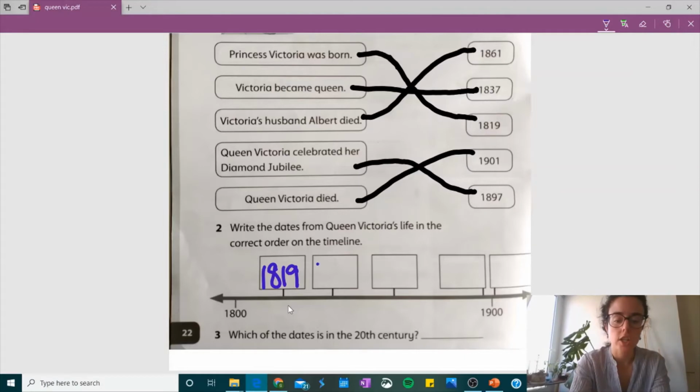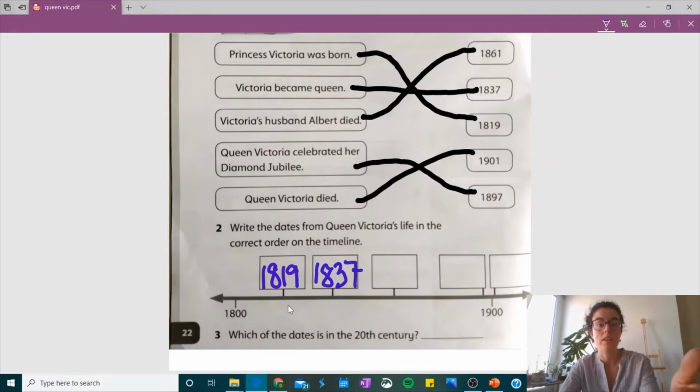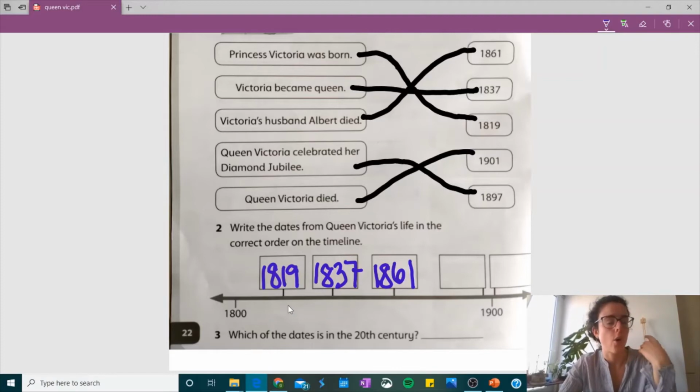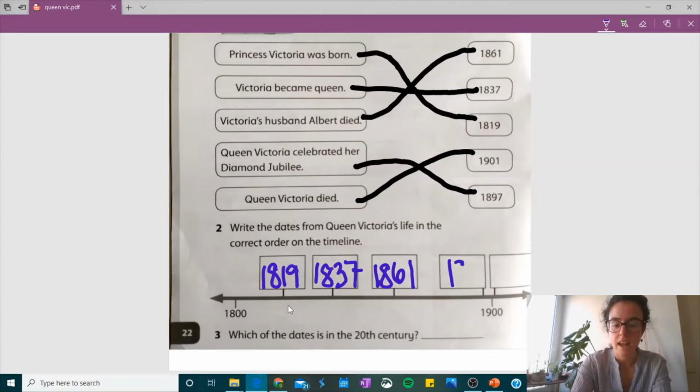Good, 1837. So she became a queen. That is the next event on our timeline. And let's see, what's the next year that we put on the timeline? That's right, 1861, when Prince Albert died and Queen Victoria decided to only wear black clothes for the rest of her life. Then, what's the next date? Good. The next year is 1897.